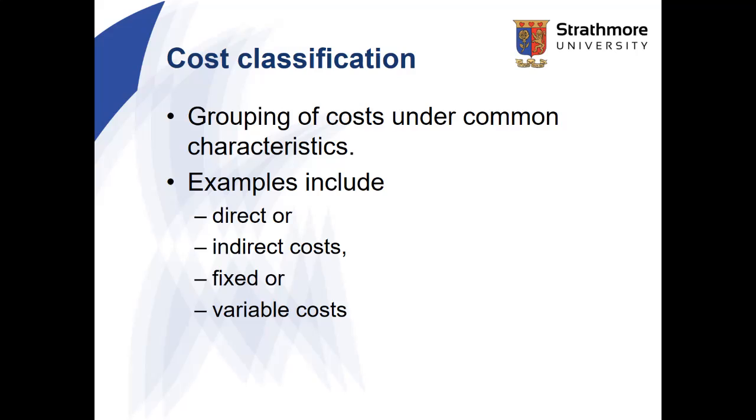When it comes to cost classification, it puts costs in their own classes. We can classify costs into a number of categories. One of them is direct or indirect, fixed or variable, production, non-production, avoidable, non-avoidable. There are so many ways you can group costs, depending on the nature, on how the cost behaves. It's more towards the behavior of the cost.